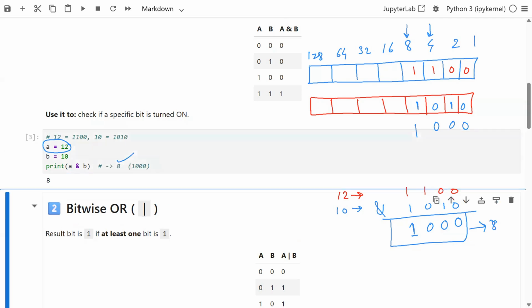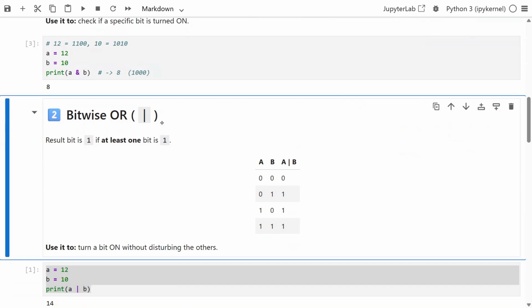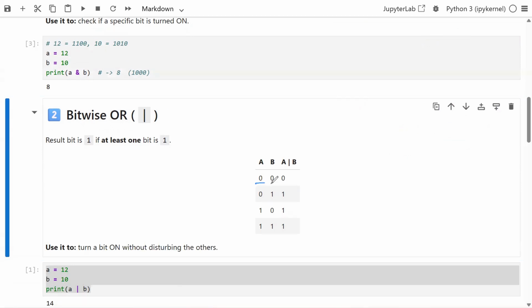Then bitwise OR. OR means if both are 0, then the answer is 0, otherwise 1. Both are not 0, so 1.